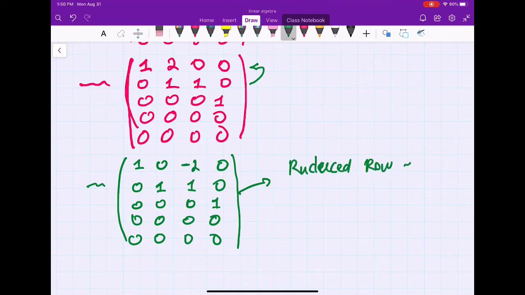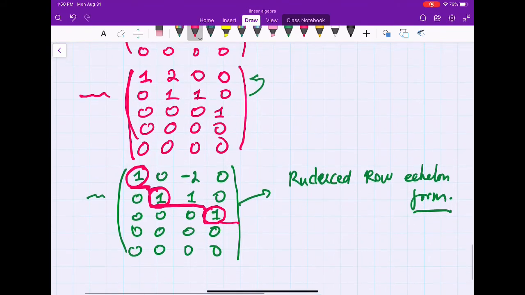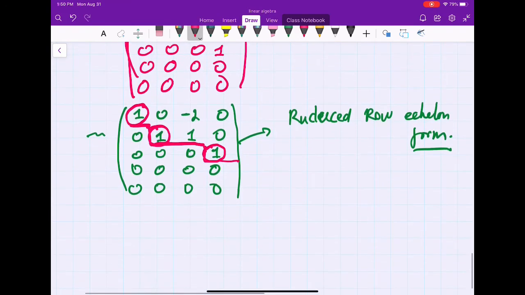row echelon form. Perfect. Now look at this. That is reduced row echelon form. We have leading element 1, 1, and 1 in here. So, we circle them. Okay. Here we face some questions. The first question.